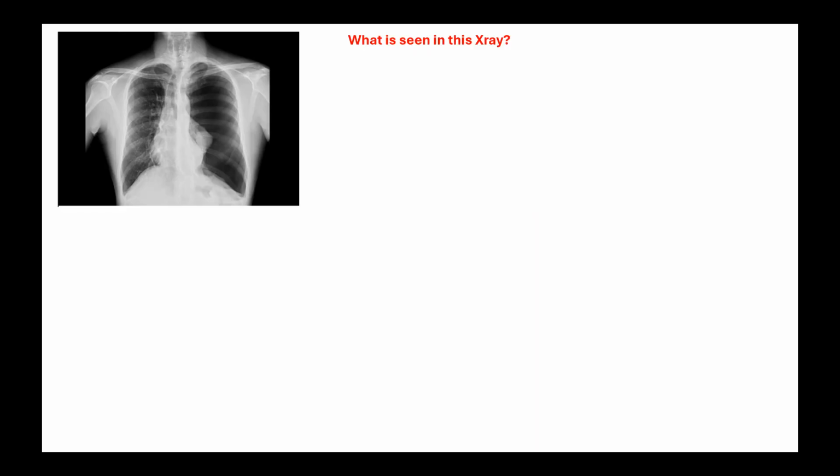What is seen in this X-ray? It's a chest X-ray showing PA view, sir. Showing left pneumothorax with left lung collapse, sir. Very good. What about this? Trachea is deviated to the right side, sir. Deviated to the right. All that is correct.